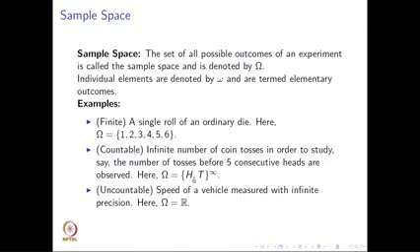In the second example, the experiment consists of tossing a coin repeatedly until a specified condition is observed. Here we are looking to observe 5 consecutive heads before terminating the experiment. The sample space here is countably infinite. The individual elements are represented using a sequence of H's and T's, where H and T stand for heads and tails respectively. In the final example, the experiment consists of measuring the speed of a vehicle with infinite precision. Assuming that the vehicle speeds can be negative, the sample space is clearly the set of real numbers. Here we observe that the sample space can be uncountable.